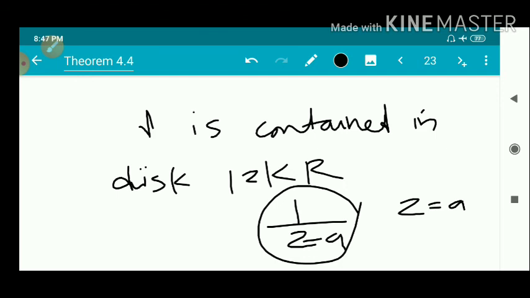So this function 1 by z minus a is analytic at every point except at z equal to a.